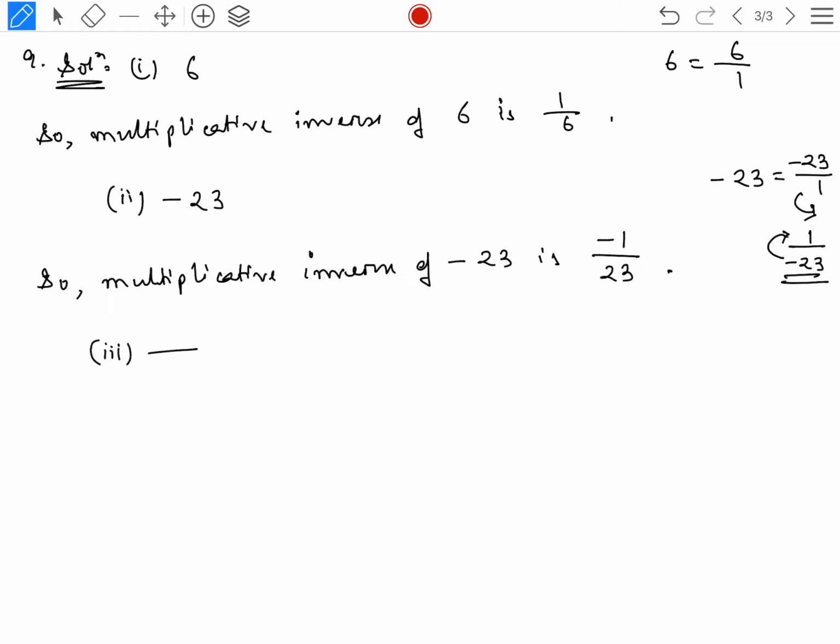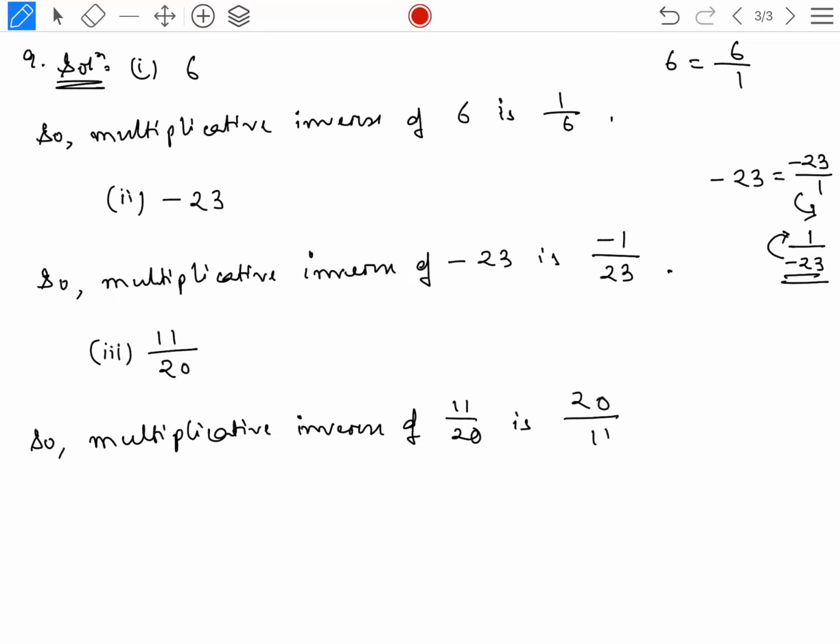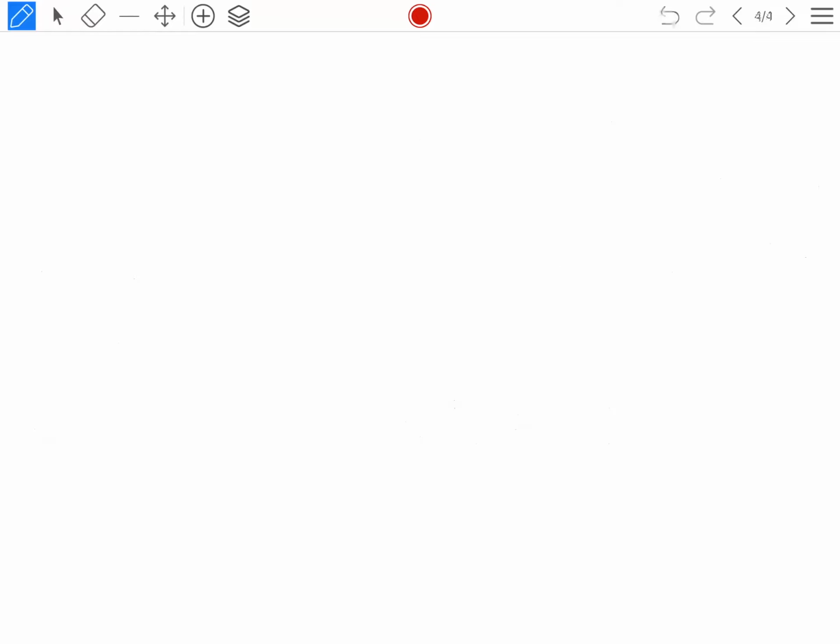Then number 3, 11 by 20. This is very easy because it is already given in fraction. So you'll write, multiplicative inverse of 11 by 20 is, just write the reciprocal, so 20 by 11. So these are easy.